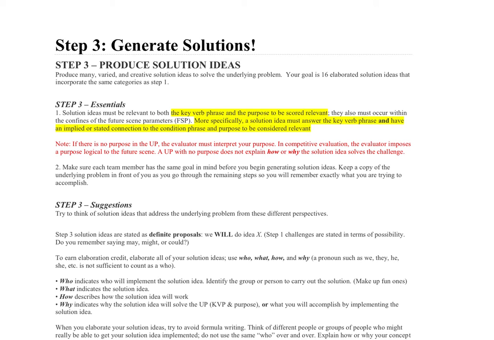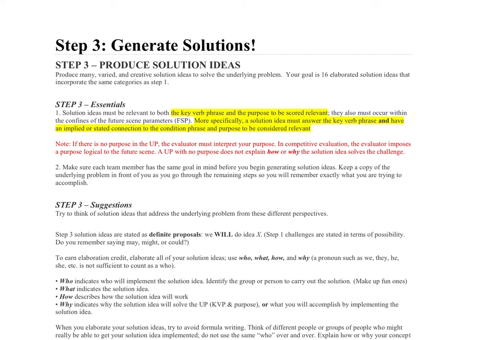So in step 2, you create your underlying problem, which is the core problem of the future scene. And in that, if you guys remember, there were different components. You had the condition phrase where you're kind of setting it up. Then you had the stem, how might we? And then here are 2 important parts, which are the key verb phrase and the purpose. So you need to be addressing that key verb phrase and purpose in this step 3.